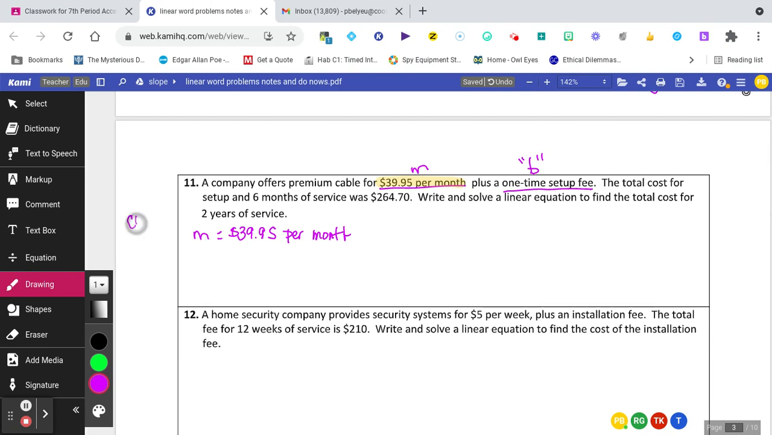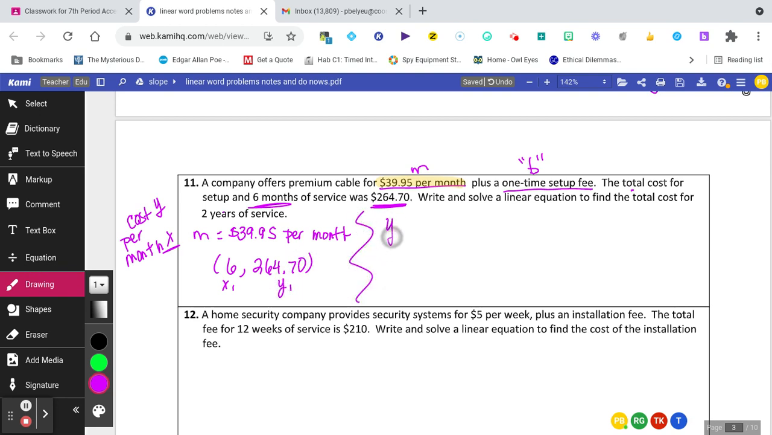So this is cost per month, or I can say the cost depends on the number of months. So I know this is Y and this is X. Let's go and look for a point. It says the total cost for a setup for 6 months was $264.70. So the months is my X. I'm going to put 6 in as X sub 1, and then $264.70 is going to be my Y sub 1.